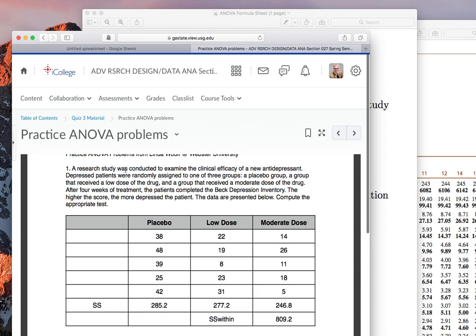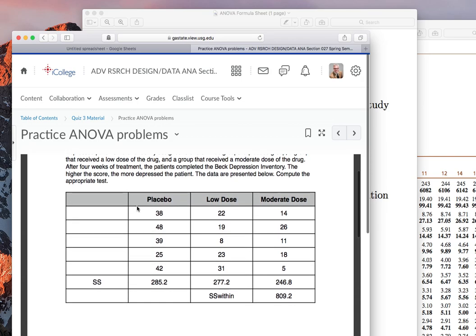So, a research study is conducted to examine the clinical efficacy of a new antidepressant. Depressed patients were randomly assigned to one of three groups: placebo, low dose, and moderate dose. After 4 weeks, patients complete the Beck Depression Inventory. This is an independent groups design, 3 different groups of different patients. The higher the score, the more depressed the patient. The data are presented below.